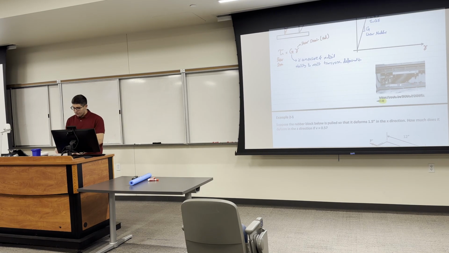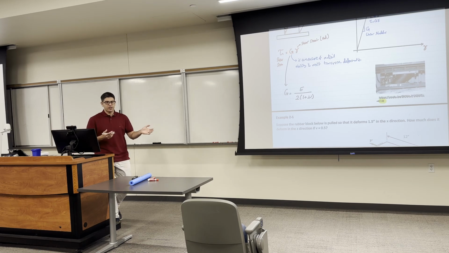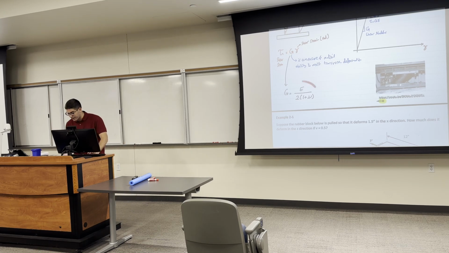And the G, either you get it from the table or it has an equation, and this equation for G is equal to modulus of elasticity, which is E, over 2 times (1 plus Poisson's ratio). So later in the semester, we can go through how we get this equation, but for now, you can either get the G from the table, like it will be given in the question, or you can use this equation to get the G.